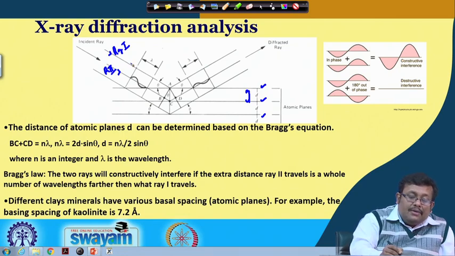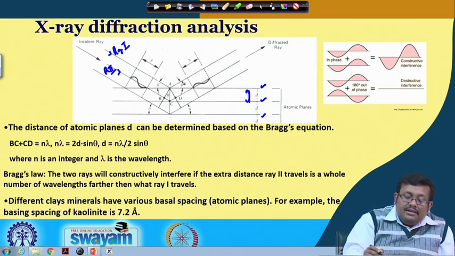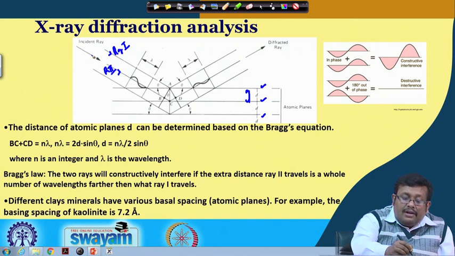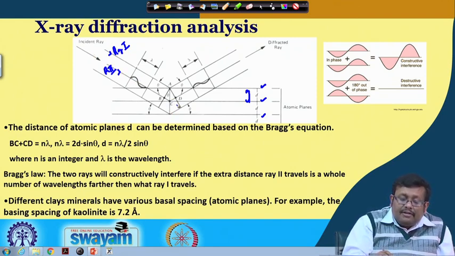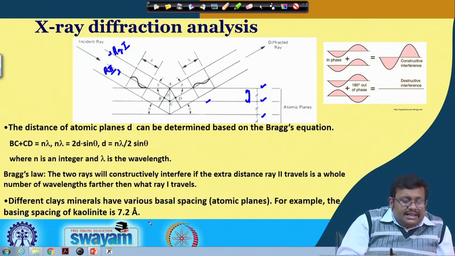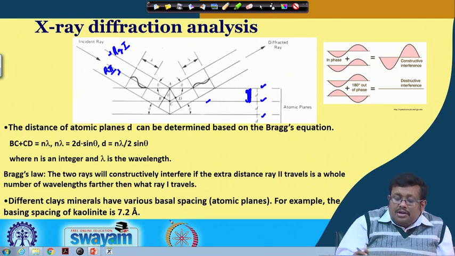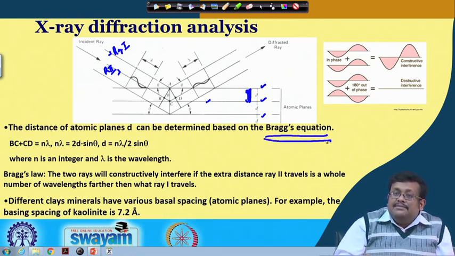You can see ray 1 is coming and ultimately it is getting diffracted from the first layer. This is the diffracted ray, and the second ray also gets diffracted from the next parallel atomic plane. The distance of these atomic planes, d, can be determined based on Bragg's equation, which was given by the scientist Bragg.